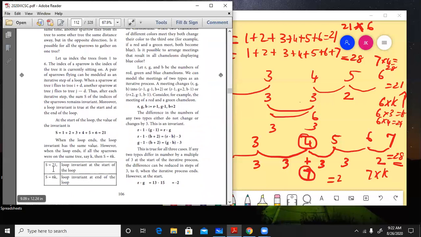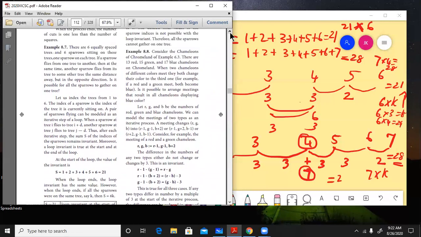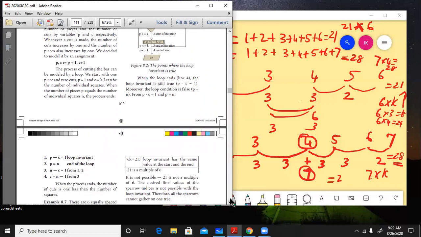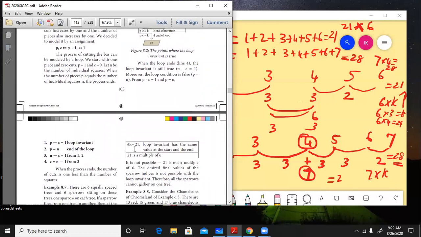Clear? And then at the loop invariant, at the beginning it is equal to 21. At the end, it should be S is equal to 6 times the position. 6 sparrows, so it should be 6 times the position. Clear? And then finally, here you have 6k is equal to 21.